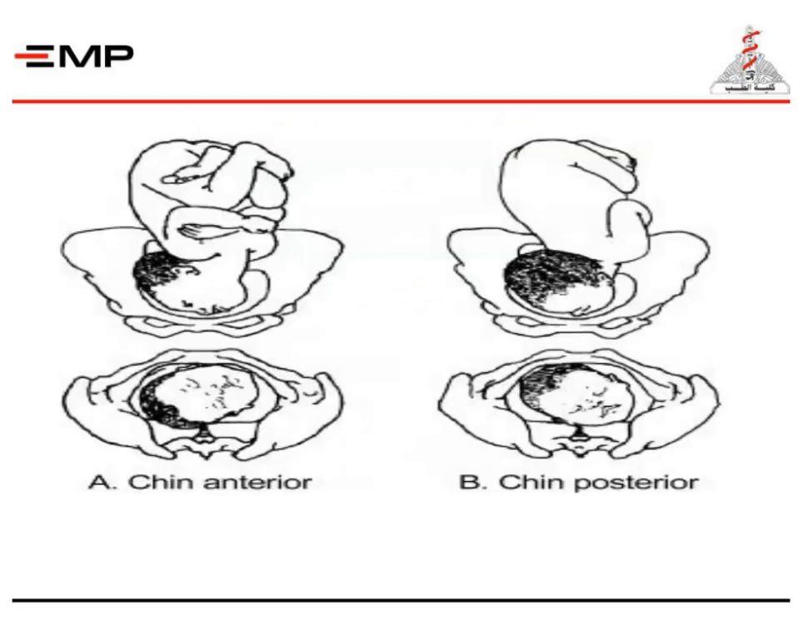This figure shows the different positions in case of face. We have the anterior positions where the chin is directed anteriorly. We have the right anterior and the left anterior. The most common is the right chin anterior. And we have the posterior direction in which the chin is directed posteriorly. We have again the right posterior and the left posterior.